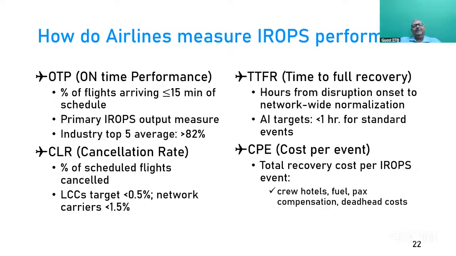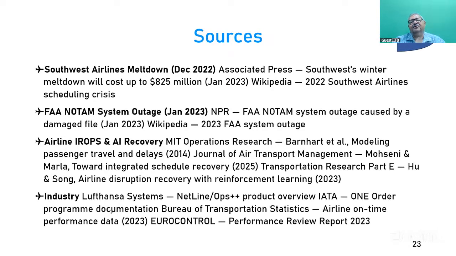And finally, it's all about money. It's all about reputation. So there is something called cost per event, the total recovery cost per IROPS event. There are expenses towards hotels for the crew members, expenses towards additional fuel. You have to pay compensation to passengers, deadhead of crew. All these factors are cost factors. So if you had X disruptions and if you spent Y, then Y upon X is the CPE. This also has to be minimized. Now for this, we don't have a number because this number is secret and airlines have their own internal targets.